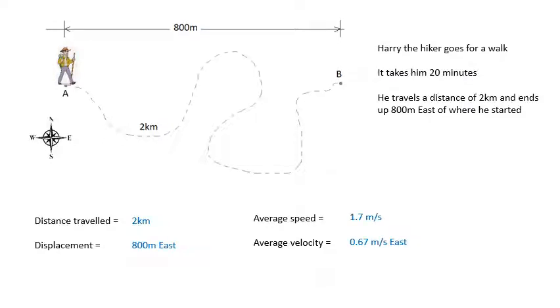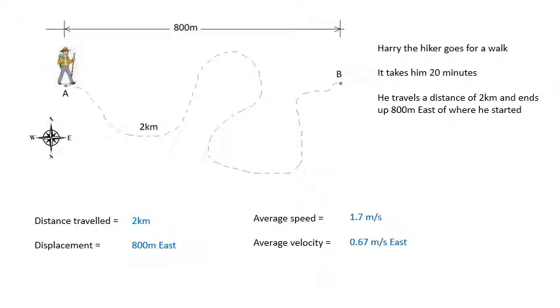Distance traveled, 2 kilometers. And that's different from his displacement. His displacement, 800 meters east. Now why? I've already talked about scalars and vectors, and displacement is a vector. It has direction. He ends up 800 meters east from where he started, so that is his displacement. The distance traveled, however, is 2 kilometers.